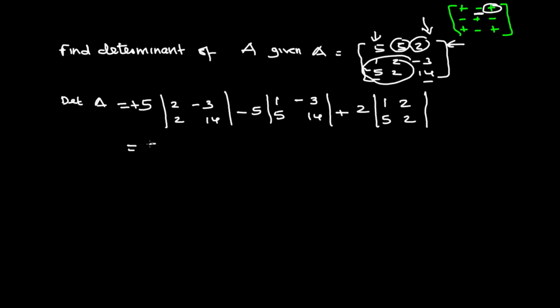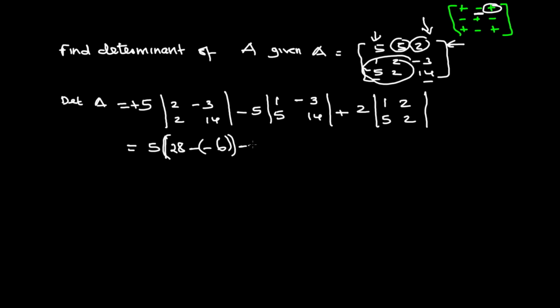Okay, so now I do 5. So we have 5. Then we're going to do like we did for the 2 by 2 determinant. So this is 14 by 2, which is 28. 28 minus 6.